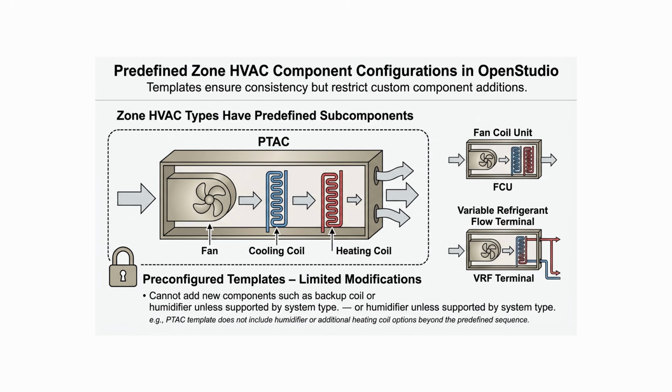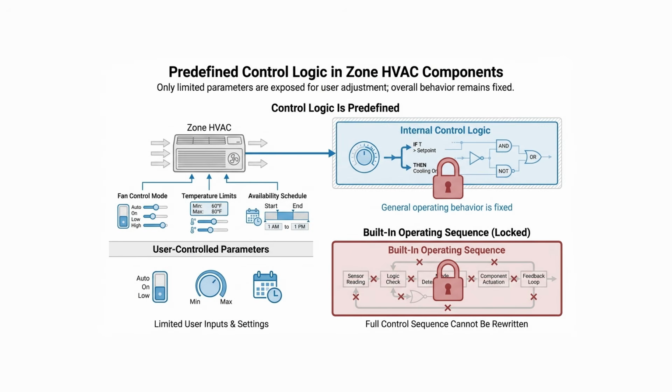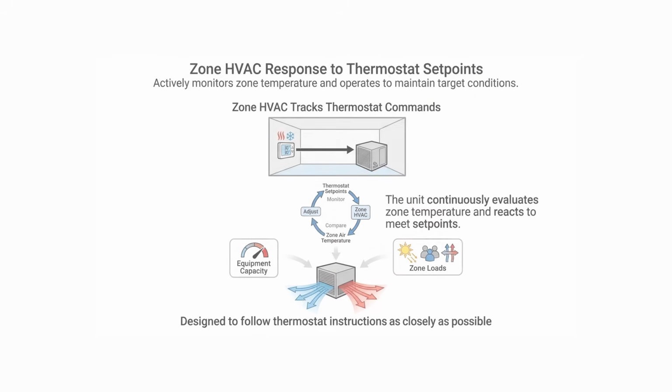You cannot, for example, simply add a backup heating coil or a humidifier unless that particular system type already allows it. Similarly, the control logic, the set of rules that determines how the system operates, is also built into the component. Although OpenStudio exposes a few parameters for adjustment, like fan control or temperature limits, the general operating behavior is fixed. The zone HVAC equipment actively monitors the set points specified by the thermostat of its thermal zone and works to maintain those target temperatures. Of course, its success depends on the equipment's capacity and the magnitude of the zone's cooling or heating loads, but the control logic is designed to follow the thermostat's commands as closely as possible.